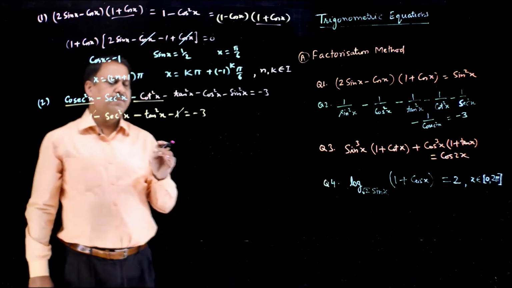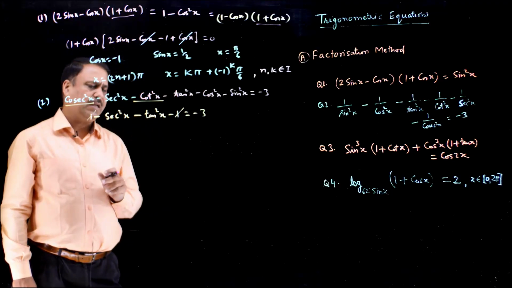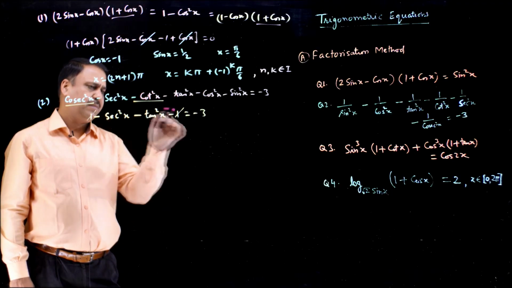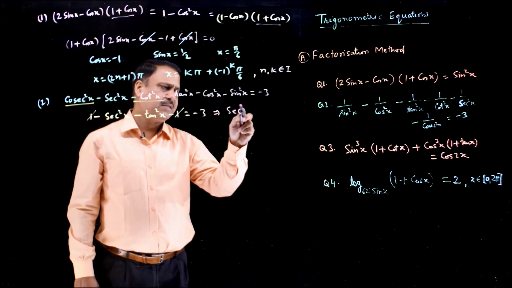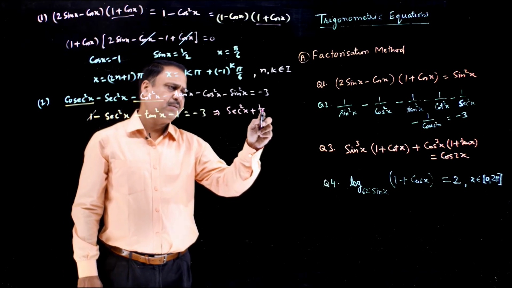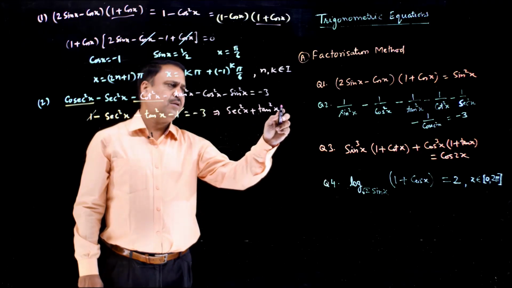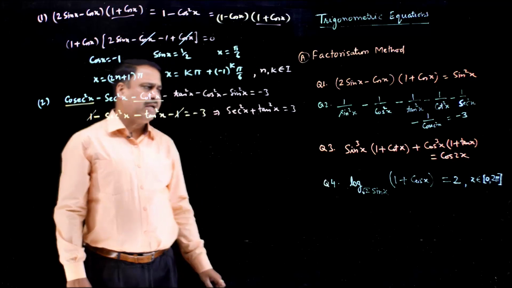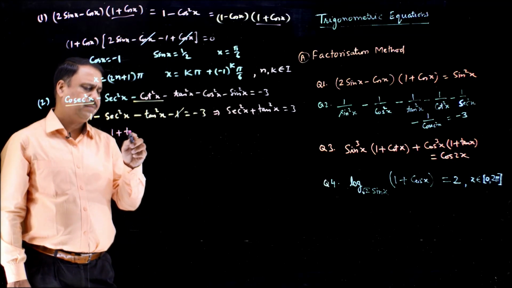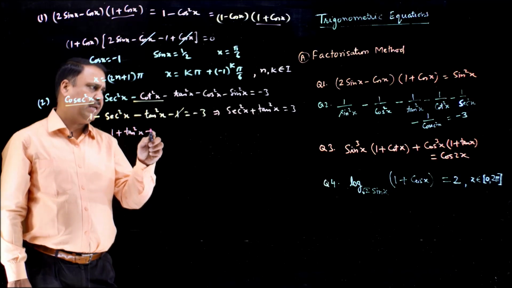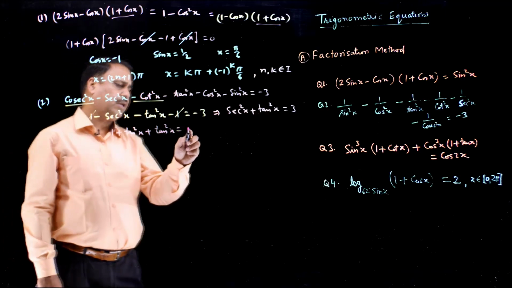So now you can write sec square x is equal to 1 plus tan square x. Minus minus will cancel. So this gives you sec square x plus tan square x is equal to 3. Sec square x is equal to 1 plus tan square x. So 1 plus tan square x plus tan square x is equal to 3.